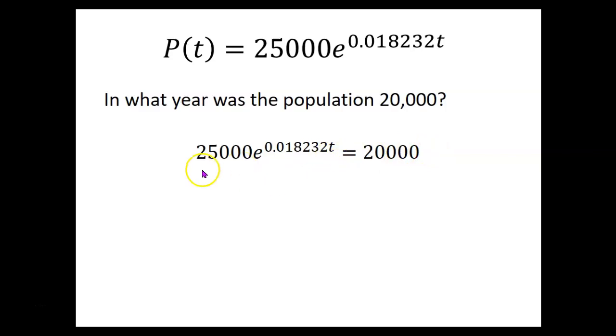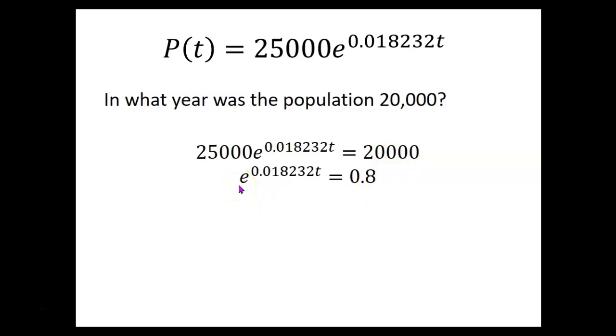So set up the equation like this, and to solve for t, the first step would be to divide both sides by this number in front of the e. Divide both sides by 25,000. So then we get e to the 0.018 and so on times t equals 20,000 divided by 25,000, which comes out to be 0.8.